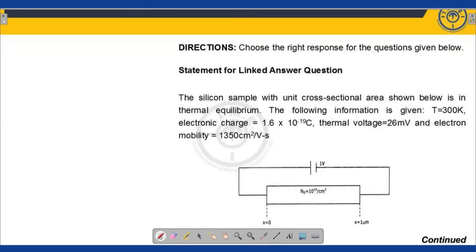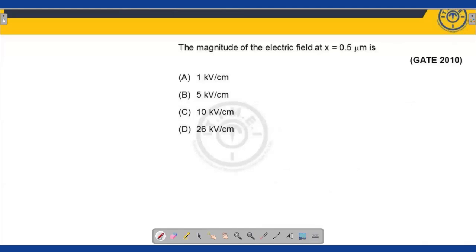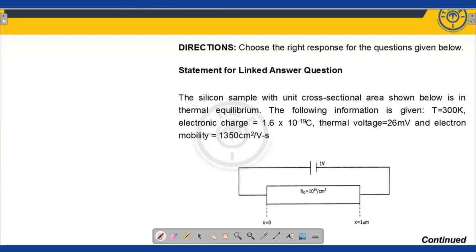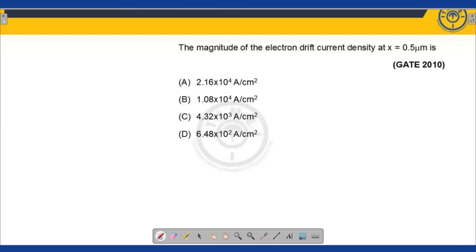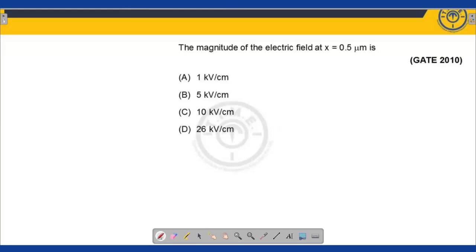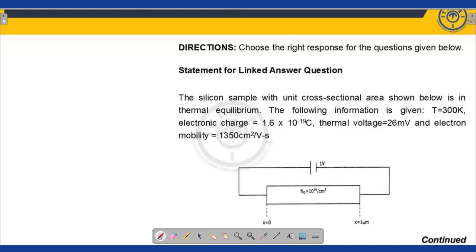This is a question that was asked in the previous paper, GATE 2010. This is one question and this is the second question, the same question linked, which is very important, my dear friends. See here, first listen to the question or write the question. The silicon sample with a unit cross-sectional area, as shown below, is in thermal equilibrium. The following information is given.